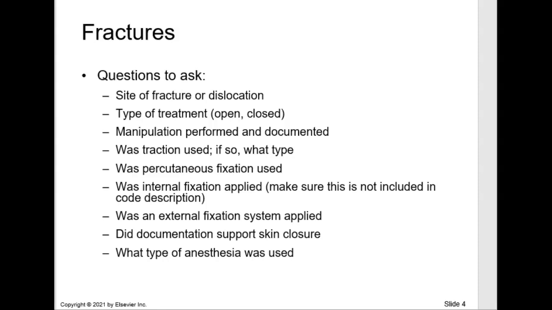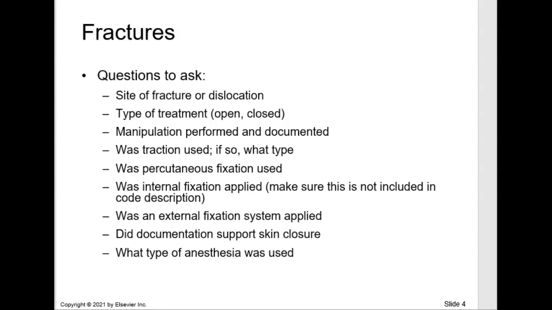Then you want to know, was traction used? If so, what type? You will see traction a lot of times with a hip fracture, where they put the patient in traction. Percutaneous fixation is usually done with pins. So let's say they did a number on their ankle, they broke their ankle in a couple of places, and they did percutaneous fixation. Sometimes you'll see those pins actually sticking out of the fracture.